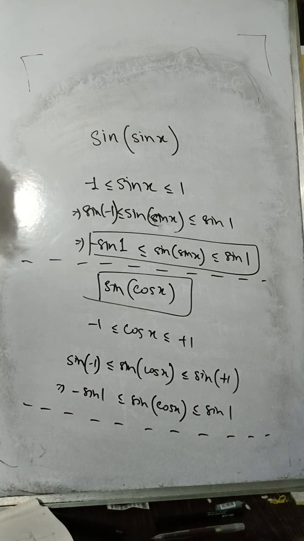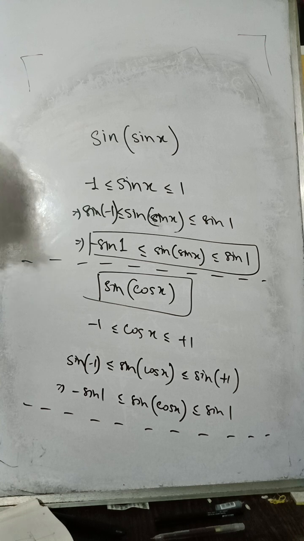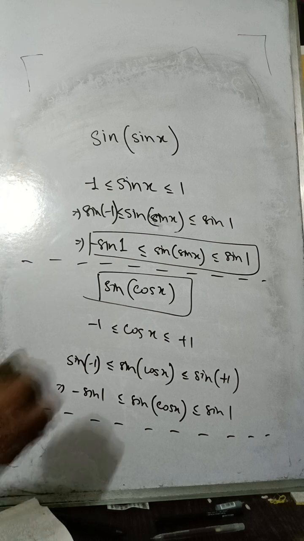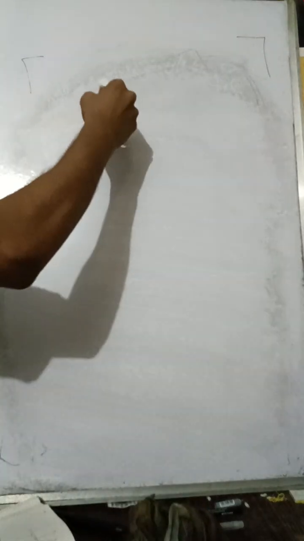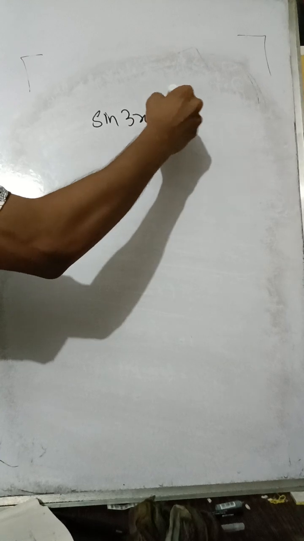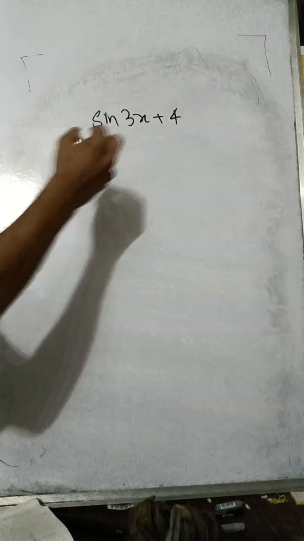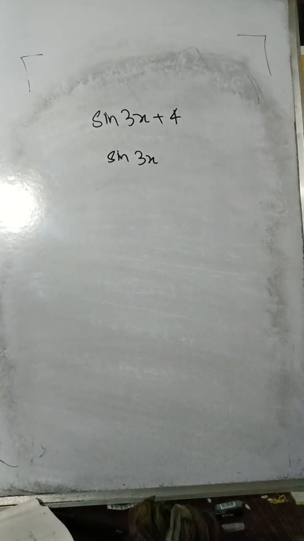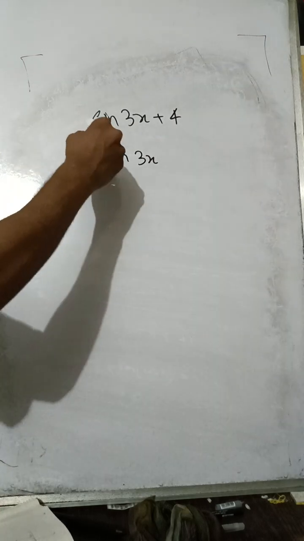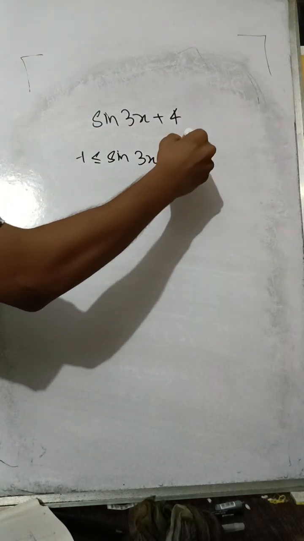More examples, something like this. Suppose sine 3x plus 4. First of all, about sine 3x, I don't mind about the 3x. Whatever the angle is, sine will always be between minus 1 and plus 1.